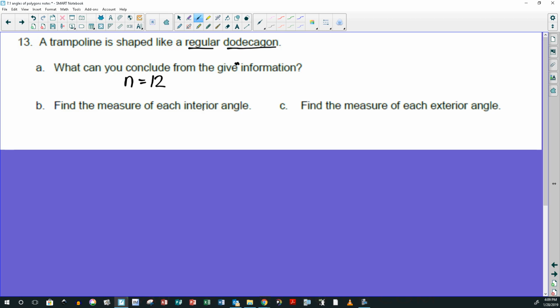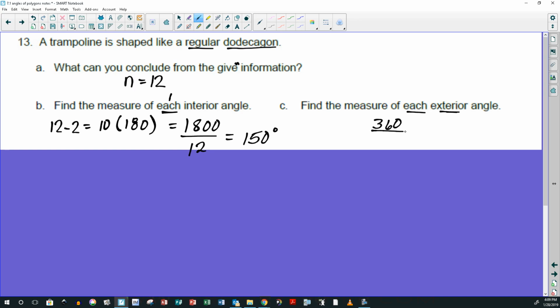So we're going to find the measure of each. Each means one interior angle. So I need to find the total. So 12 minus 2 is 10. 10 times 180 is 1800. So this is my total. So now I need to divide by how many sides there are, and I get 150 degrees. To find one exterior, you take your exterior total divided by the number of sides, and that gives you 30 degrees. So one interior is 150, one exterior is 30. All right.